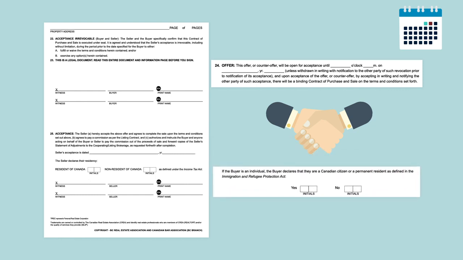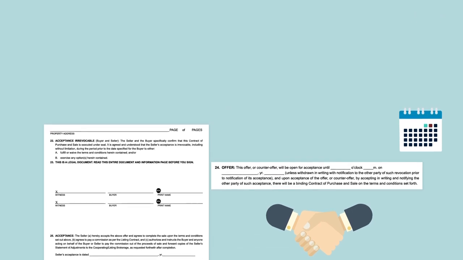This section also contains the buyer's declaration as to whether or not they are a Canadian citizen or permanent resident as defined under the Immigration and Refugee Protection Act. This information will be important for determining whether certain taxes might be payable by the buyer when completing the sale.